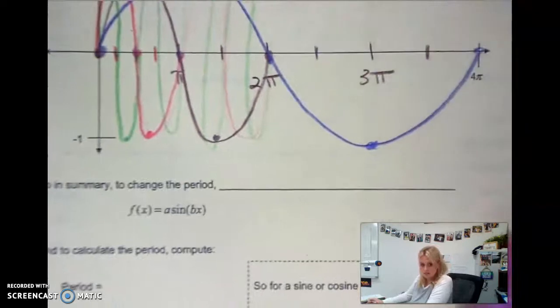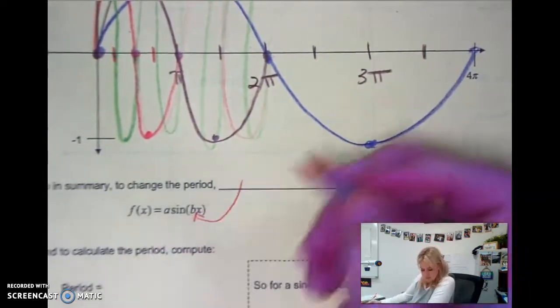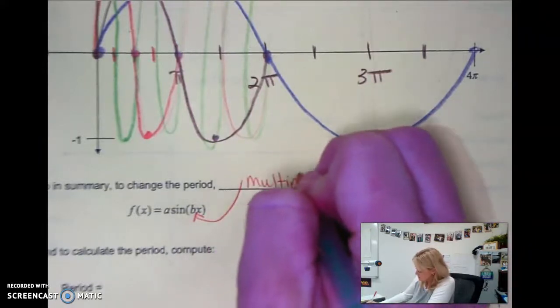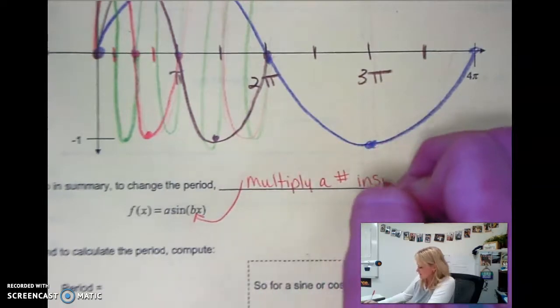So in summary, to change the period or the time, you have to multiply a number inside the function.